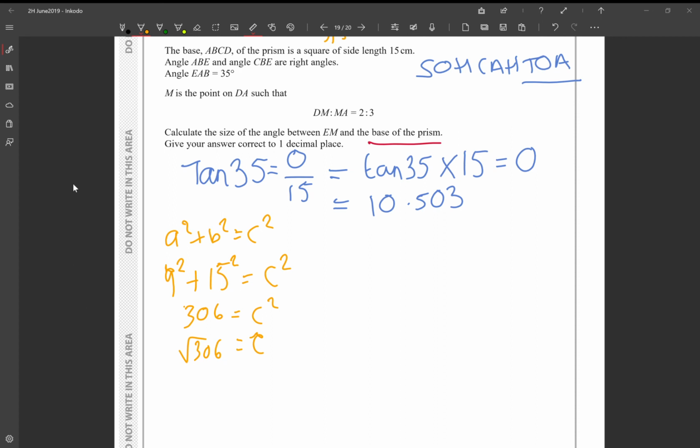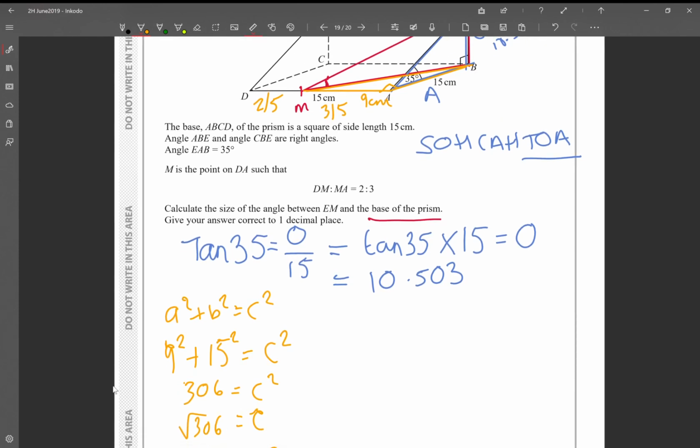Square root button. Where is my square root button? I'm missing it somewhere. Oh, it doesn't seem to have any square root button. That's a bit silly. I'll do it on my calculator here. The square root of 306 is 17.49. Sorry, I couldn't show you that. I just had to use my calculator. So c is 17.49. That's this length here.